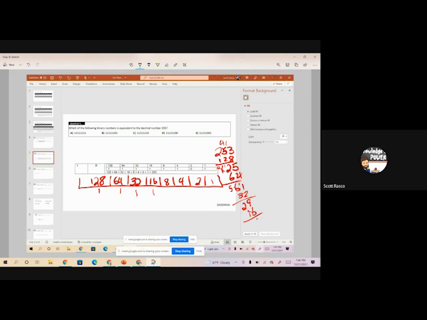9 minus 6 is 3. 2 minus 1 is 1. So we have 13. Well, 13 minus 8. So we're going to have an 8. 13 minus 8, we discovered a few moments ago, is 5. 5 has a 4 in it, or can subtract a 4. So 5 minus 4 is 1.